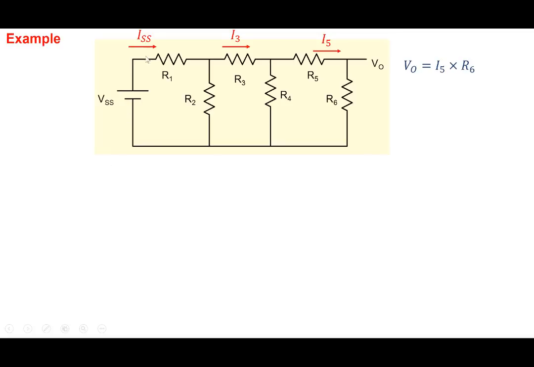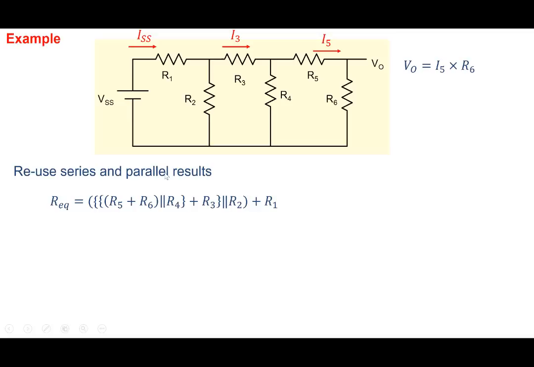So to find out ISS here, well, this whole part of the circuit can be combined using series parallel into one single resistor here. So we reuse our series and parallel results here. Note that the equivalent resistance R5 and R6 are in series here. So we write in series here. They're in parallel with R4, so we use this parallel in R4. The whole combination is in series with R3, so we write R3. Then the whole thing is in parallel with R2, so we do that in parallel with R2. And the whole thing here is in series with R1, so we write it in series with R1 here. And therefore, ISS, the current here, will be VSS by R equivalent, which is this expression here.